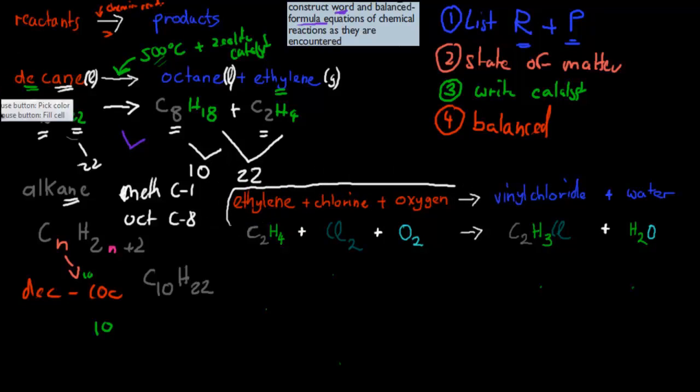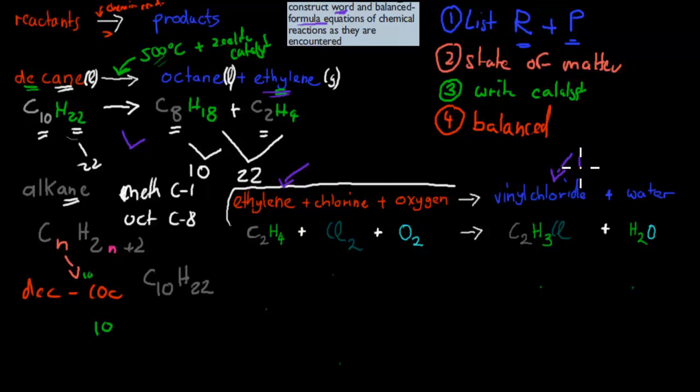So now we've produced ethylene. We've produced ethylene by cracking decane. That was our first step. But now we can actually use ethylene to produce plastics. And in this case, we've got ethylene right here. And when we react ethylene with chlorine and oxygen, we create something called vinyl chloride.